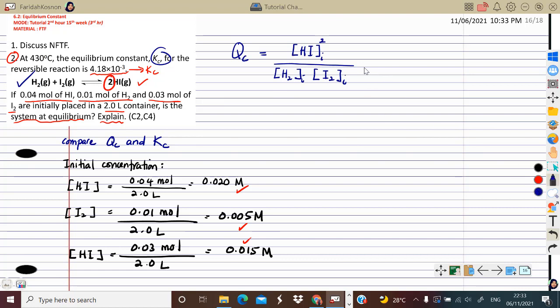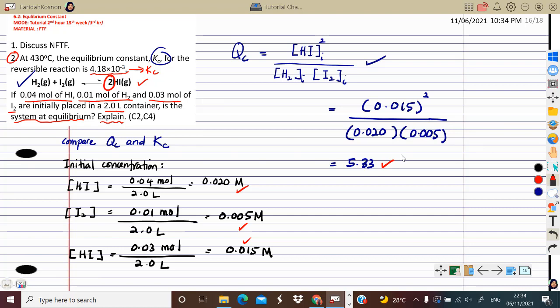So, kita dah ada initial concentration ni, maka kita boleh masukkan ke dalam Qc expression. Okay, buat penggantian. So, tunjukkan penggantian. This one is 0.015 power of 2, divide by hasil darab concentration reactant. Reactant ada 2 kan. So this one is 0.020 molar times 0.005 molar. So, unit tu abaikan sebab Qc and Kc ni tak ada unit pun. So, you tekan calculator. Suppose you will get lebih kurang 5.33. Okay, itu untuk nilai Qc.